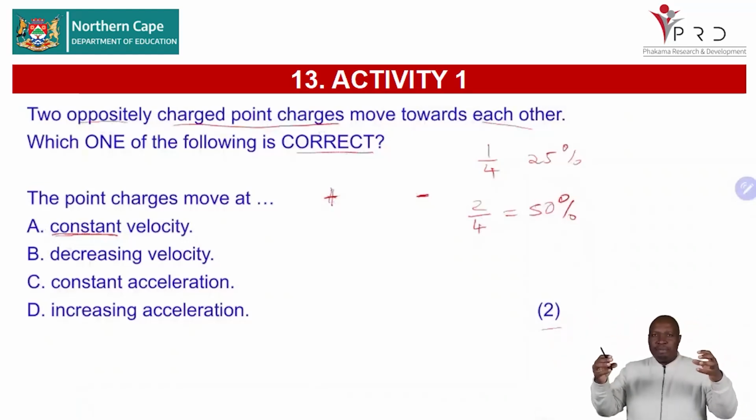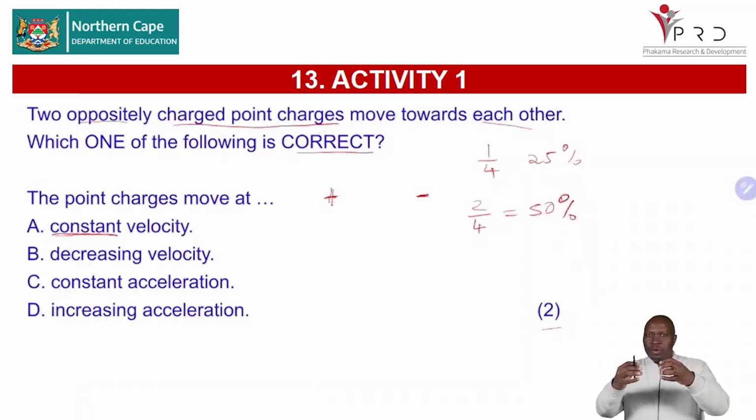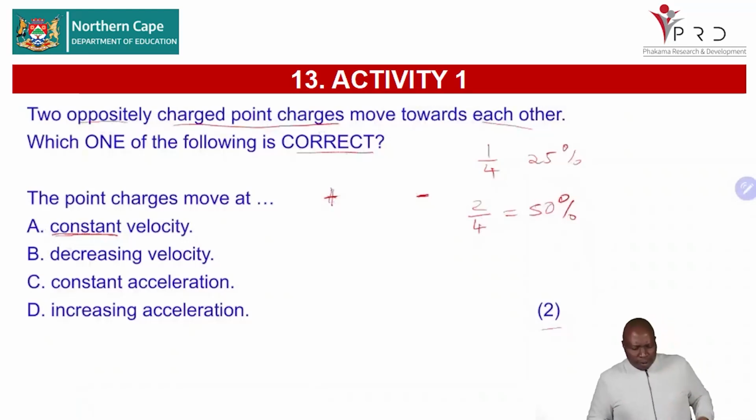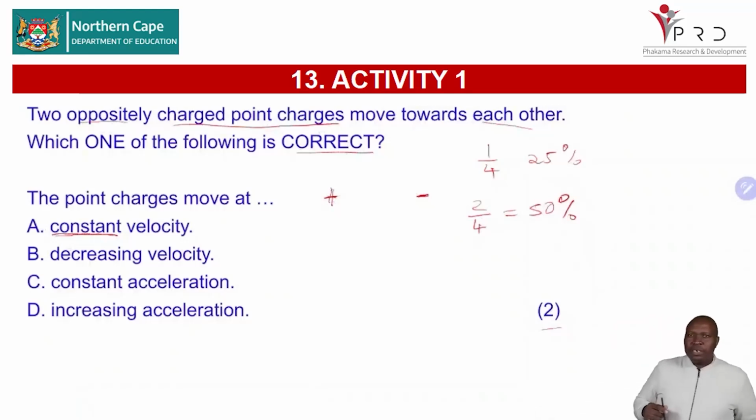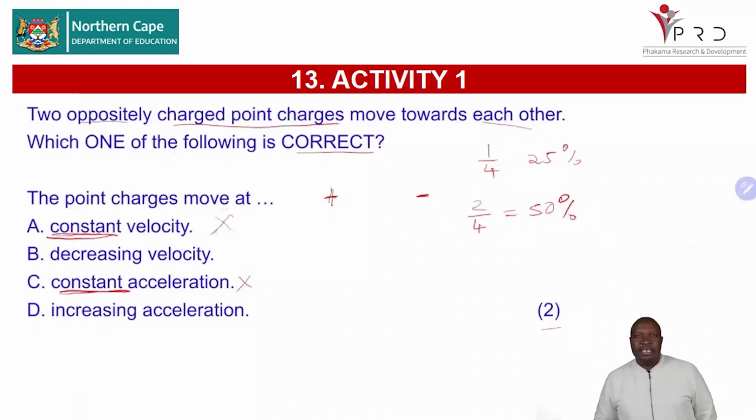So as you bring them together, you're expecting that the object won't be moving with a constant velocity. Definitely the velocity increases because the force increases as the distance decreases. So you're able to see that we're expecting that it cannot be constant velocity, it cannot be constant acceleration. So these are definitely our distractors.